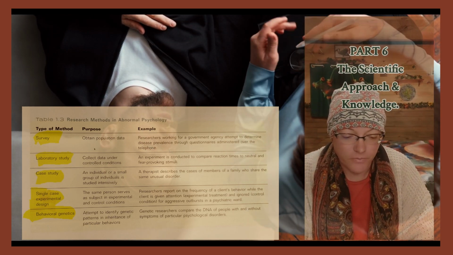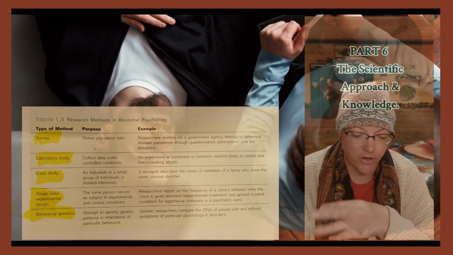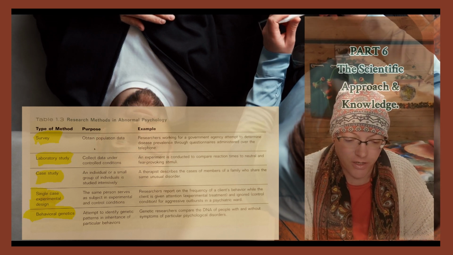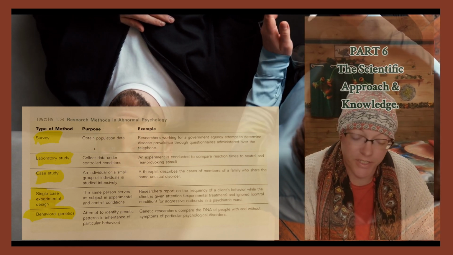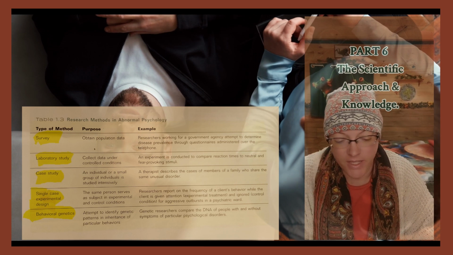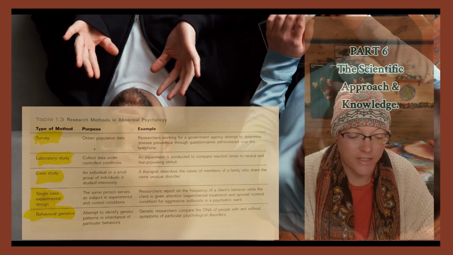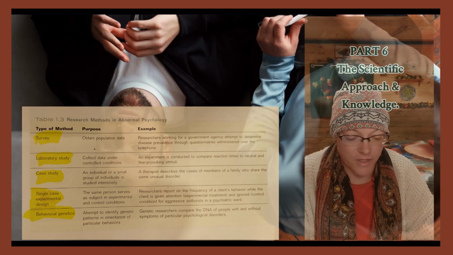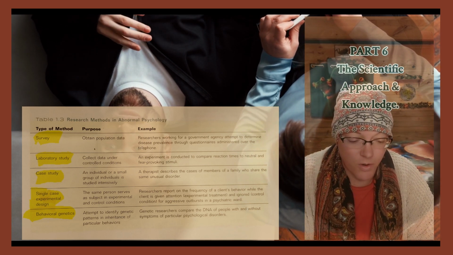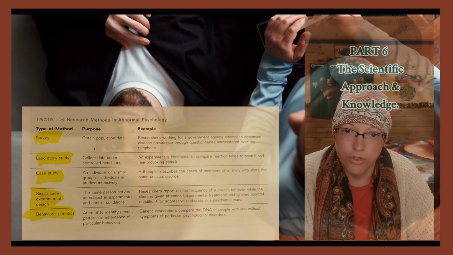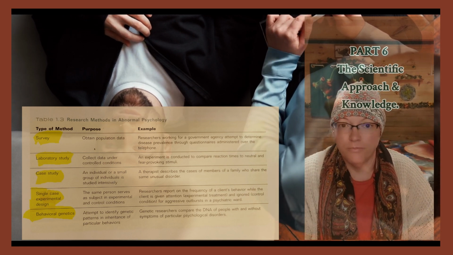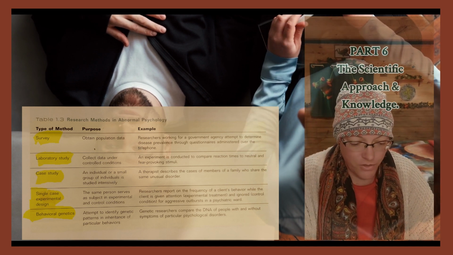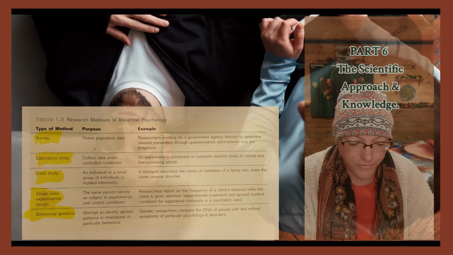So in this table here, you'll see survey, laboratory study, case study, single case experimental design, and behavioral genetics. These are examples of things that therapists need to do, or that people looking into schooling on abnormal behaviors or abnormal psychology need to know. And you can see there's quite a few things.